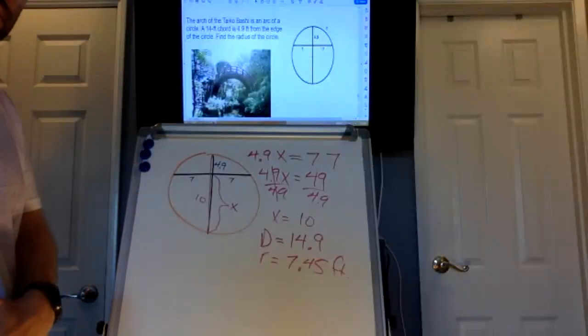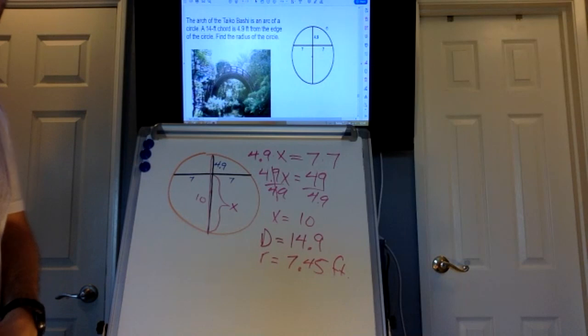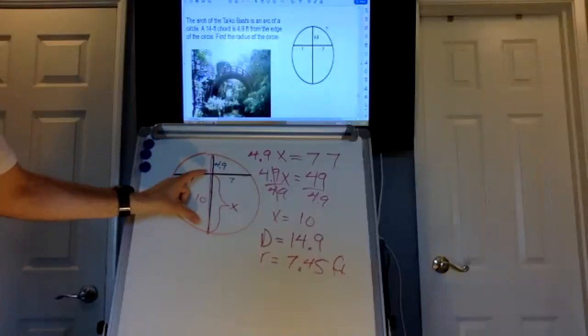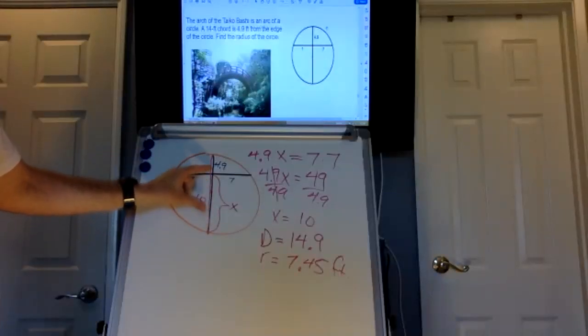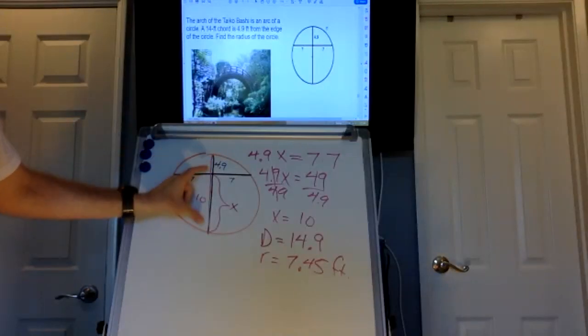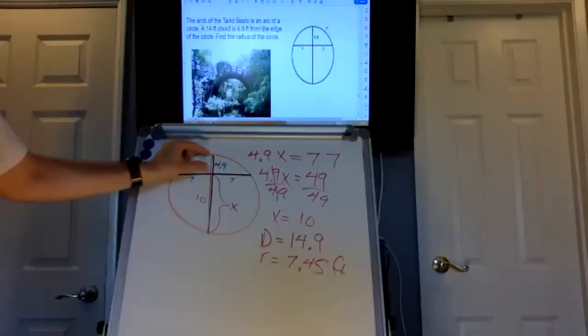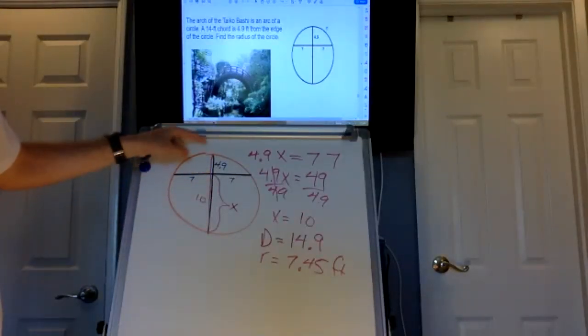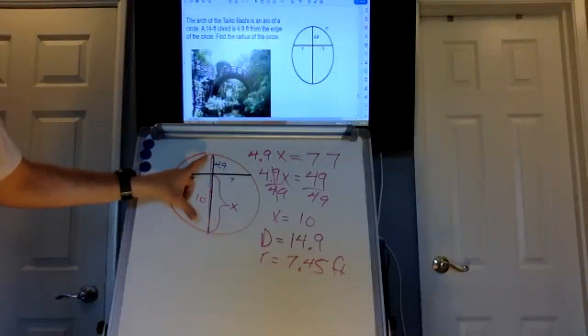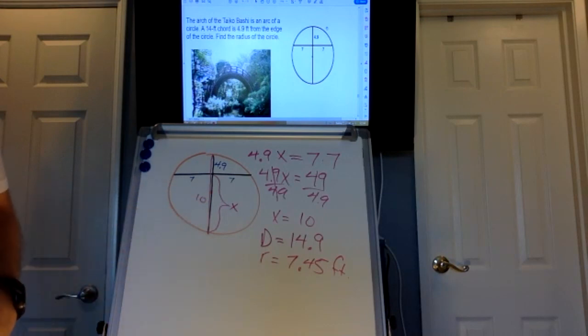Can you go over one more time how you got 14.9 after you got x is 10? If this is a diameter, this whole thing, and this part is 10, and this part is given as 4.9, add those two together. Oh, so that's the diameter. I thought that was a chord. Well, a diameter is a chord, but yes, this is the diameter. It goes through the center. Okay, and the radius is half of that. That makes sense. That's right.